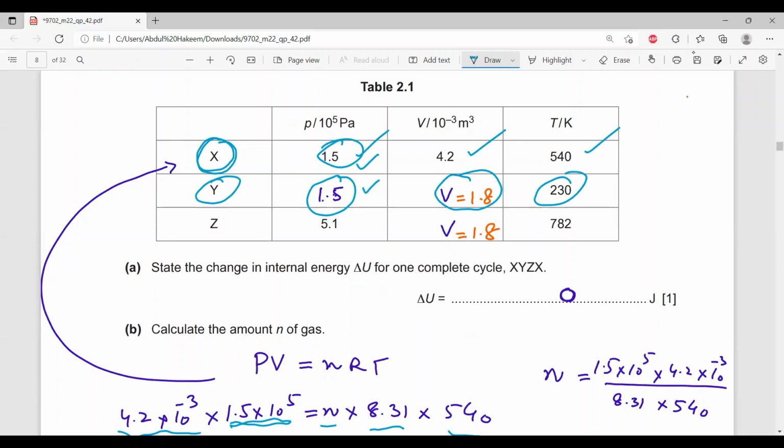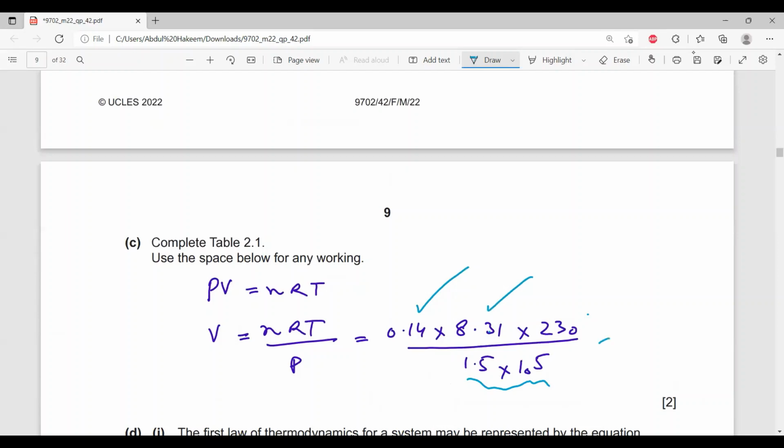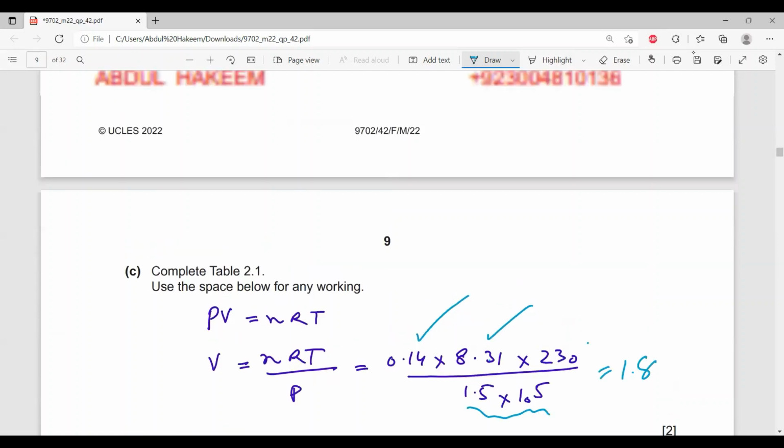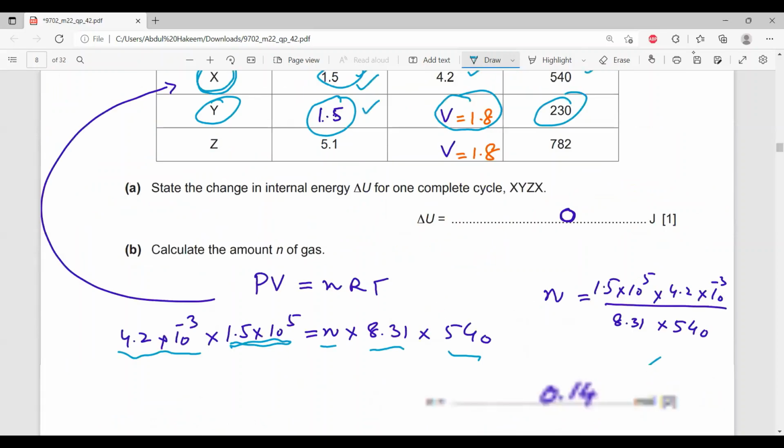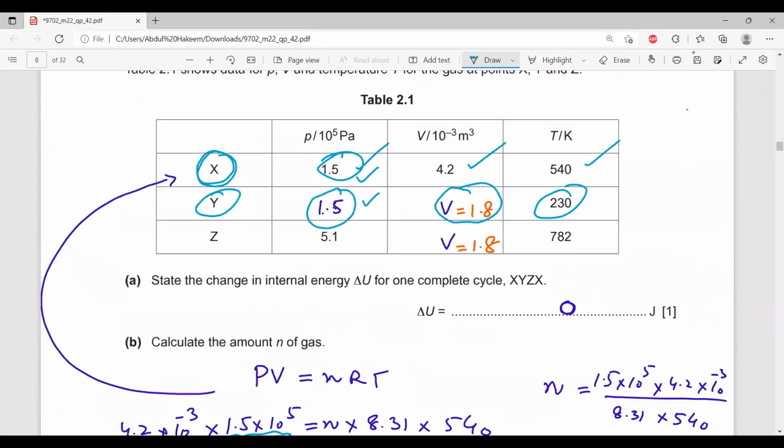Now, by using PV is equal to nRT, we can calculate the volume. Here, PV is equal to nRT, so V is nRT over P. This is n, R, and T temperature divided by the same pressure. Then you will get the answer, which is approximately 1.8 into 10 power minus 3. So we will substitute here 1.8.